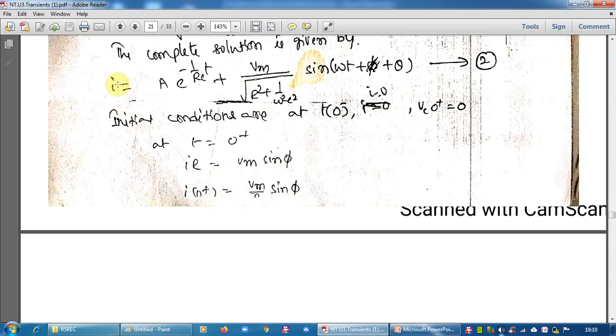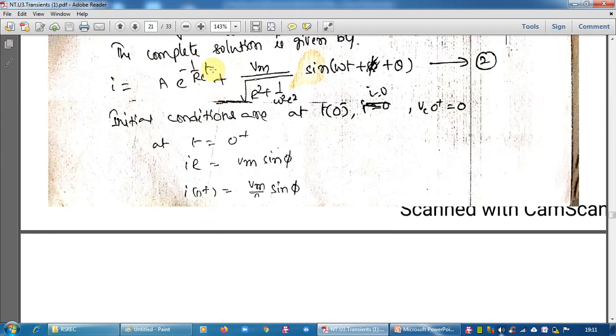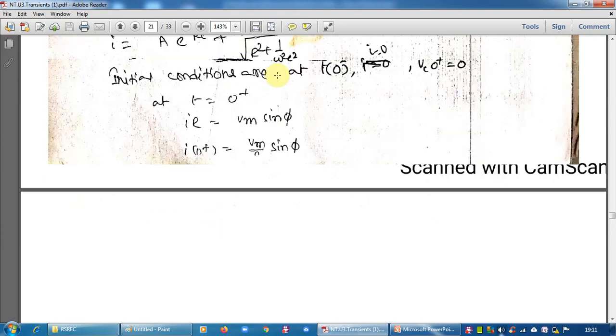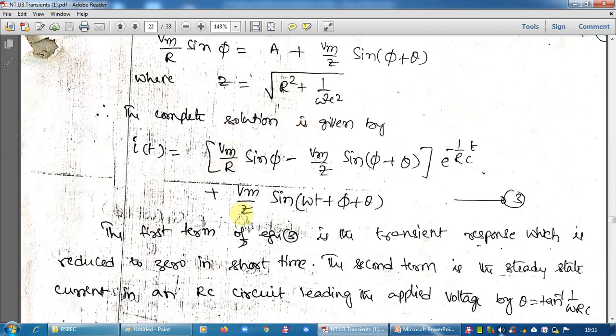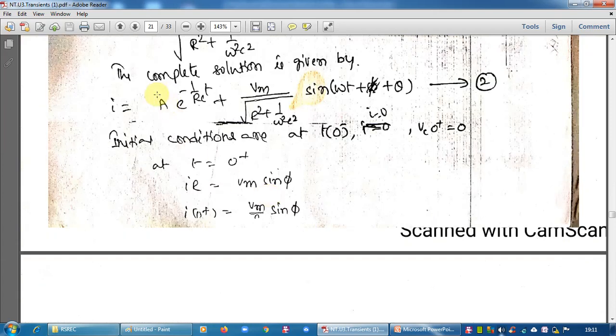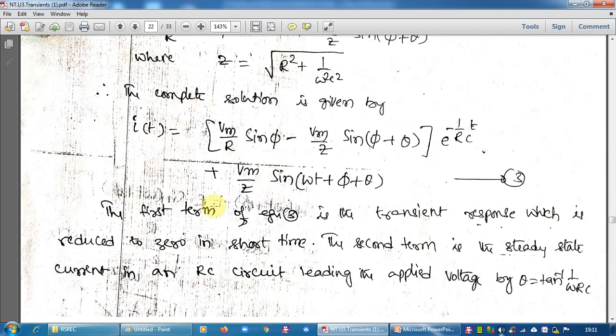Whereas in the RL circuit we used 0 here. But here it is a capacitor, which means some current flows, as it is a short circuit. So that current is this, and we have to use it here. If we use that here and substitute t equal to 0 plus, and simplify, we will get a value from this equation. That value can be substituted in the final equation. After substituting and simplifying, this is the final expression for current in the RC circuit.